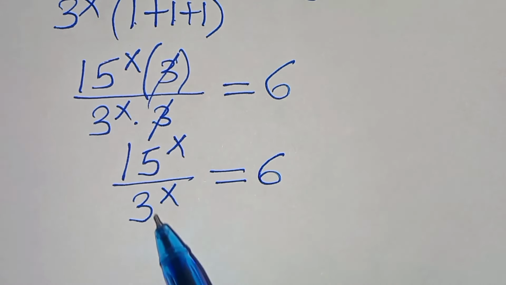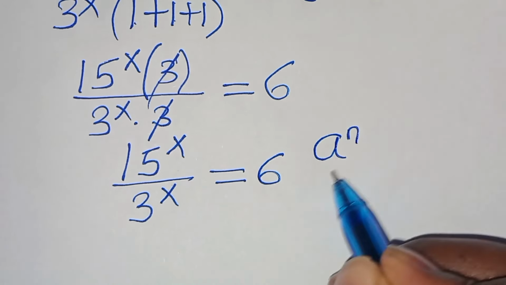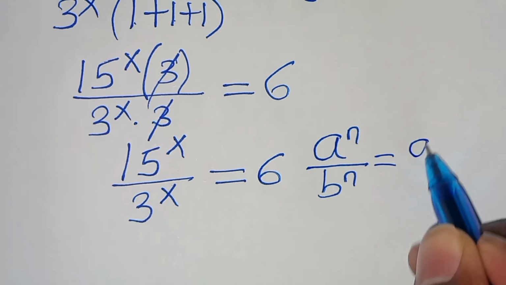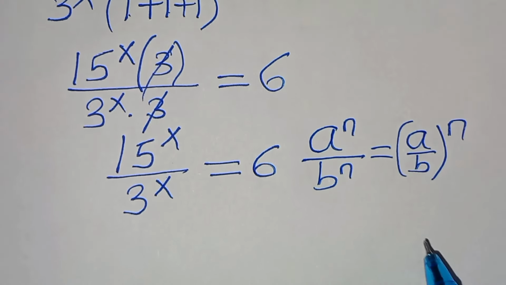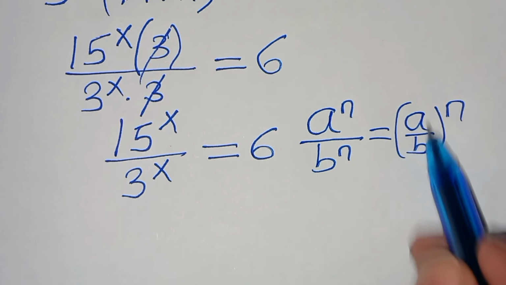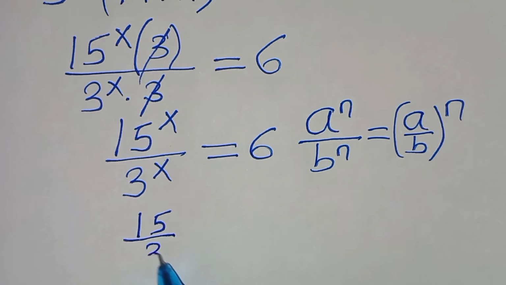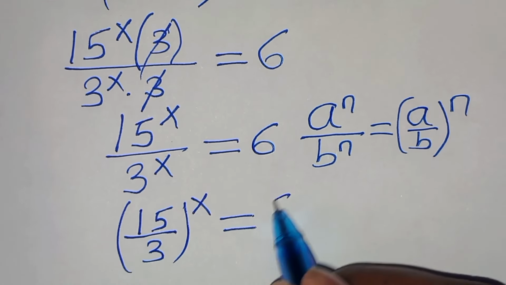15 to the power of x and 3 to the power of x. This is in the form of a to the power of n divided by b to the power of n, which we can express as a over b raised to the power of n. Applying this exponent property, then we have here 15 divided by 3 raised to the power of x. This is equal to 6.